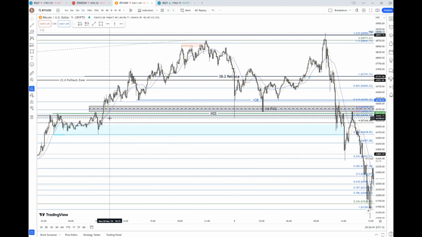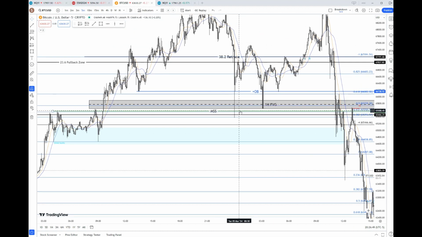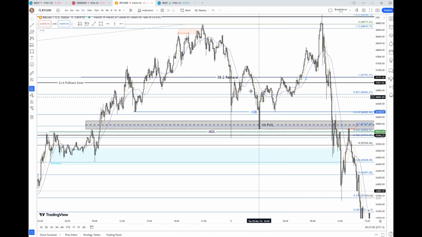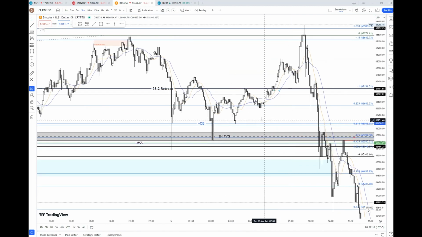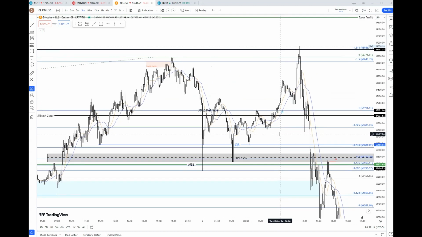Now you can see we plotted this 1 hour fair value gap yesterday. You could see how price came down, fully respected it, wicked right through here. We plotted this market structure shift and bounced. I mean, this is a massive bounce. Came down and tested this again. Respected that order block and that 1 hour fair value gap. And then pushed higher.